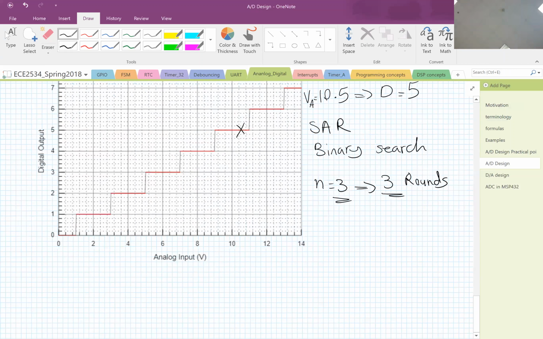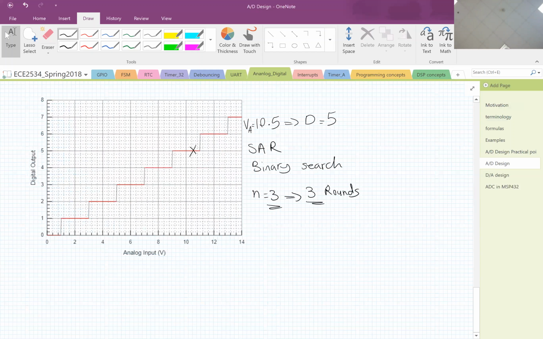You go and you say, okay, in binary search, what is your first guess always? The middle value. So for us, when you have N equal to 3, then you have 0 to 7 as your options, and the middle one is 4. So you start from the middle. This would be my first guess, 4.